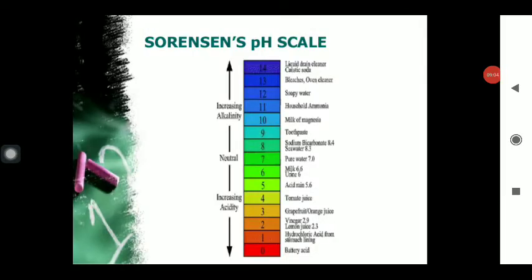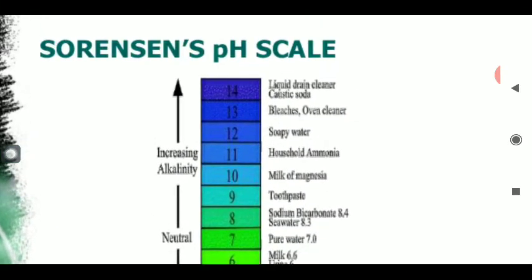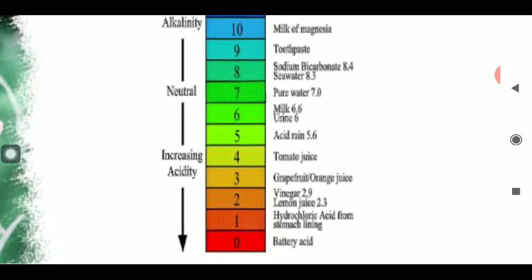Now, on the basis of specific colors, you can also find out the pH parameters. These specific colors are given there. Whenever the universal indicator is added to any acid or base, you can find the color changes. This scale is made by Sorensen, and at the bottom side you can find the reddish color, which is the battery acid. The hydrochloric acid, vinegar, tomato juice, acidic rain and so on are there.